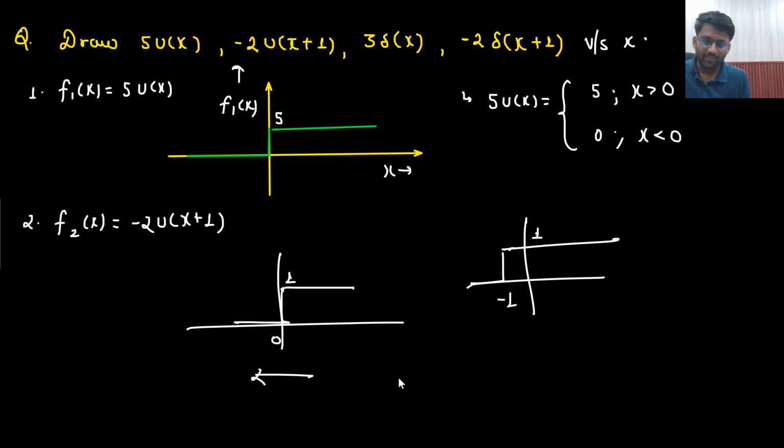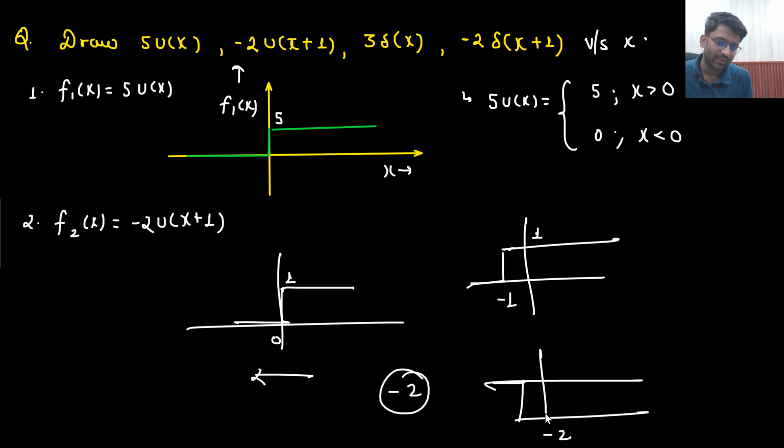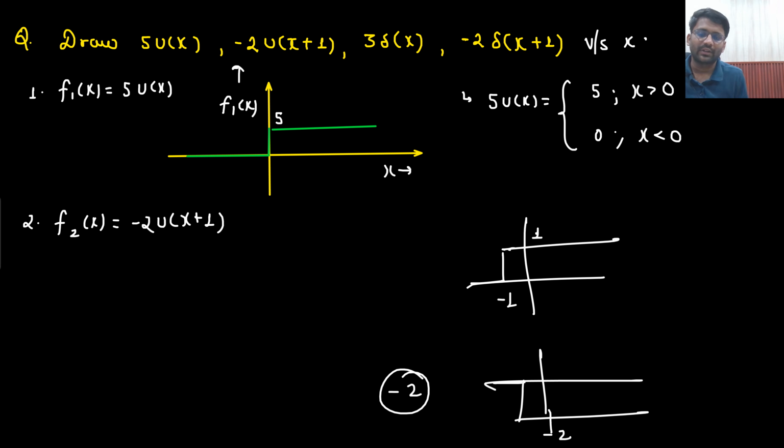Now this 1 will be multiplied with minus 2. You need to multiply this 1 with minus 2, so 1 will become minus 2. Here the value was 1, and this value will become minus 2. So this is how the graph would look like. The graph would look somewhat like this.